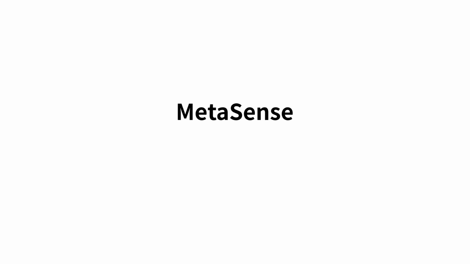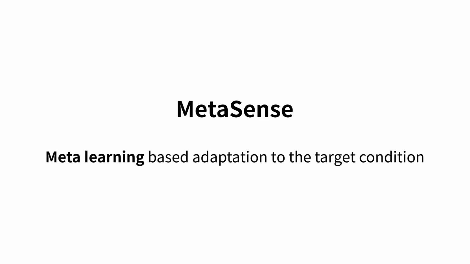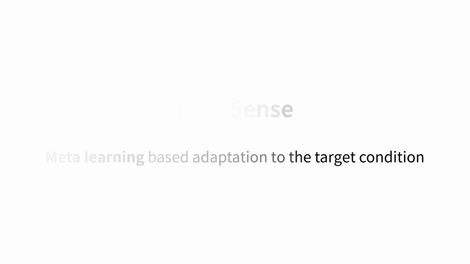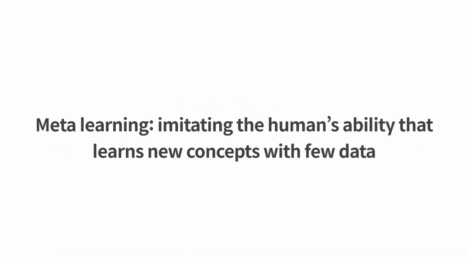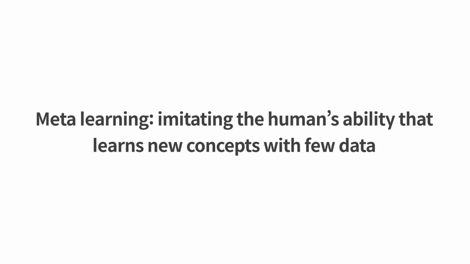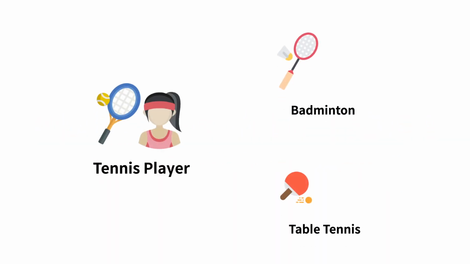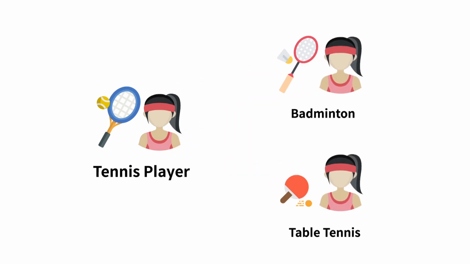We propose MetaSense, the first meta-learning framework that adapts to the target condition for mobile sensing. Meta-learning, also known as learning to learn, aims to imitate the human's ability of learning new concepts with a small amount of data. Here's an analogy. If one is trained to play tennis, one can easily learn how to play badminton or table tennis.